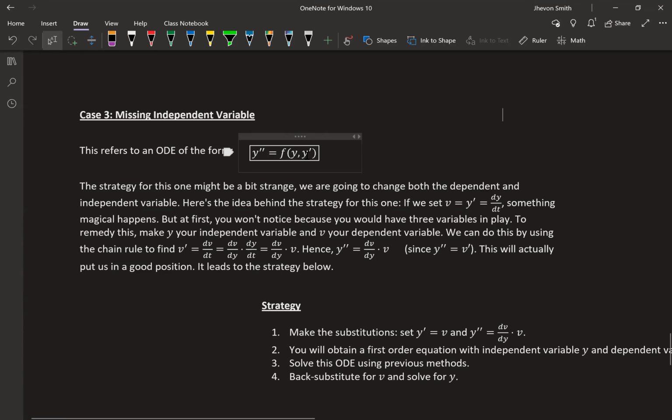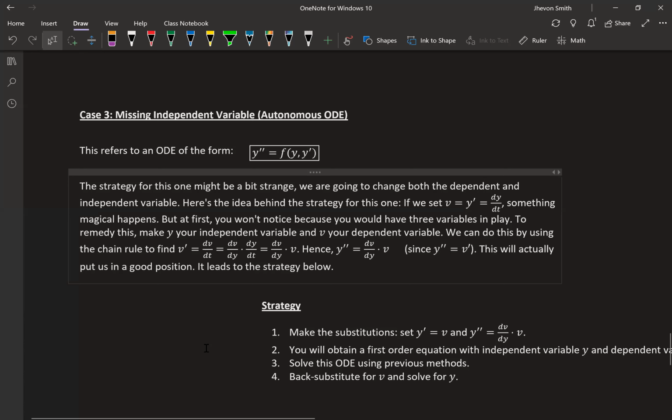So we have a second order ODE, but if I say that t is the independent variable, the t's are missing. I can see a y double prime, I see a y prime, I see a y, but there are no t's. These are also called autonomous ODEs, but I don't think you need to know that phrase. Whenever your independent variable is missing, you call it autonomous.